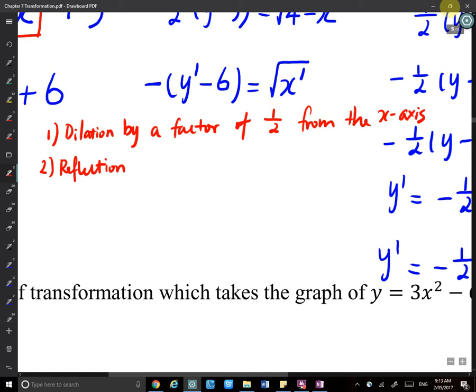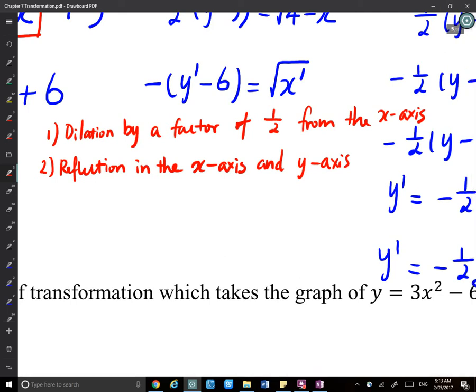Reflection in the x-axis and y-axis. That's 2 reflection actually. So it doesn't matter which one you say first. Y first or x first doesn't matter. It will be the same.